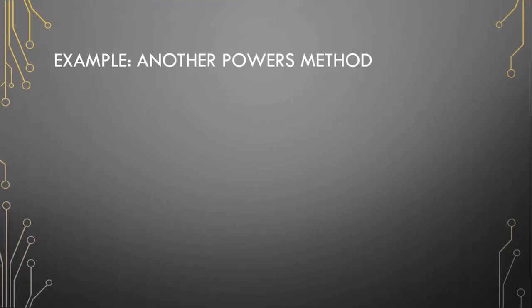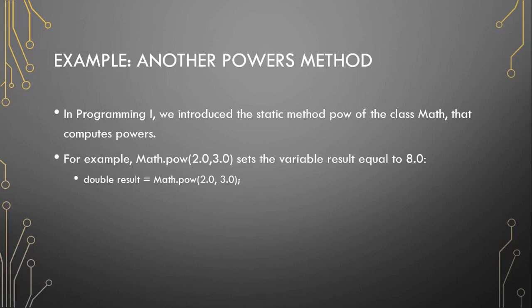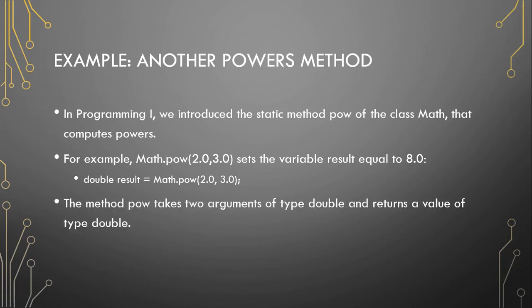Alright, and the best way to illustrate this today is to look straight at an example, and that is going to be another power method. If you recall back in Programming 1, we introduced the static method pow of the Math class that computes powers. So for example, Math.pow(2.0, 3.0) sets the variable result to 8.0. Then you have double result = Math.pow(2.0, 3.0). The method pow takes two arguments of type double and returns a value of type double.